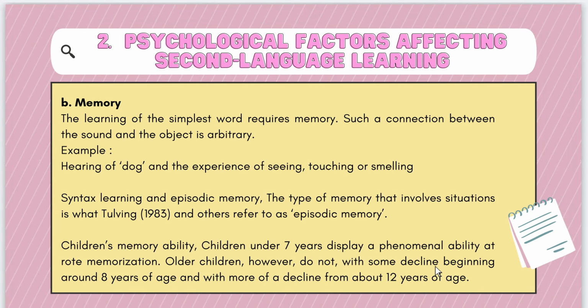Next, B. Memory. The learning of the simplest word requires memory. Such a connection between the sound and the object is arbitrary. For example, hearing the word dog and the experience of seeing, touching, or smelling a dog. Syntax learning and episodic memory. The type of memory that involves situation is what Tulving 1983 and other authors refer to as episodic memory. Children's memory ability under 7 years displays a phenomenal ability at rote memorization. Older children, however, do not, with a decline beginning around 8 years of age and with more of a decline from about 12 years of age.